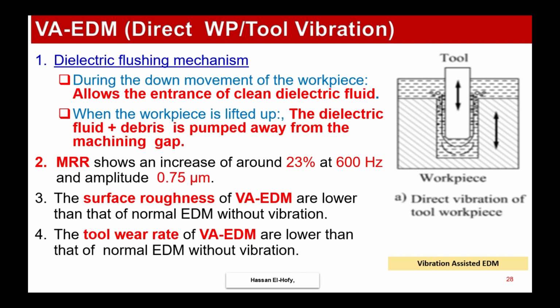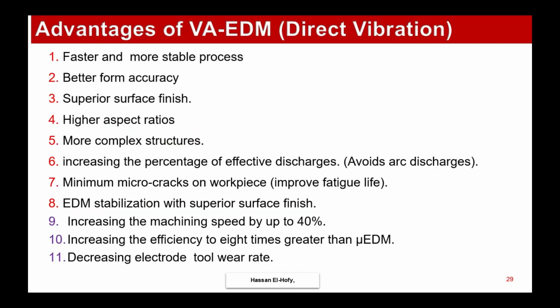The material removal rate increased by 23% when we use 600 Hertz and amplitude of 0.7 micrometer. The surface roughness of vibration-assisted EDM is lower than the normal EDM. Similarly, the tool wear rate of vibration-assisted EDM is much smaller than that of normal EDM without vibration.